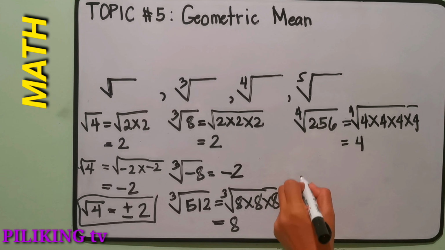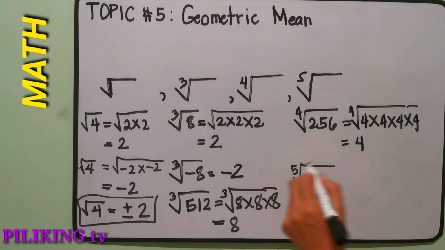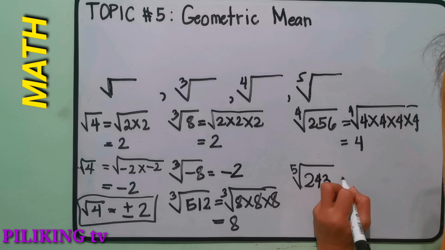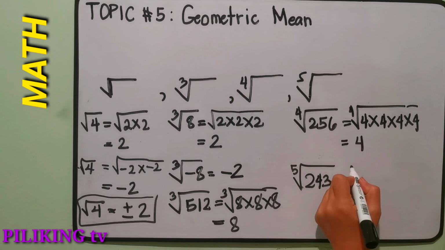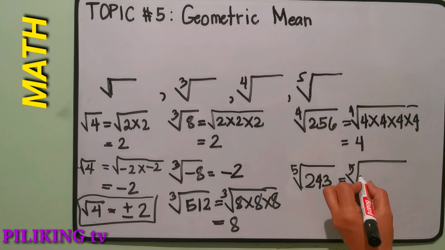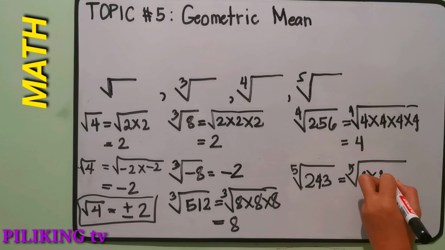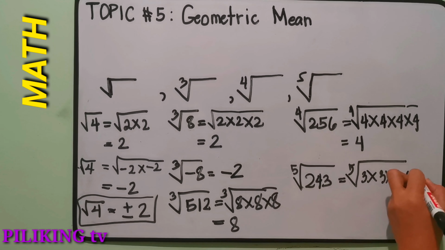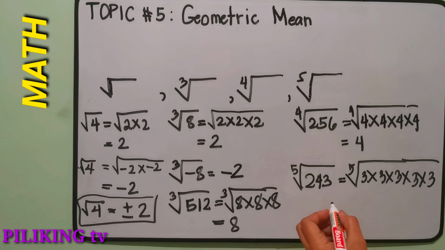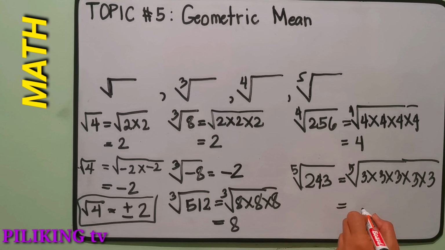Last one, let's have the fifth root. The fifth root of 243 is equal to 3 times 3 times 3 times 3 times 3. So 9, 27, times 3 is 81, times 3 is 243. Therefore, the fifth root of 243 is equivalent to 3.